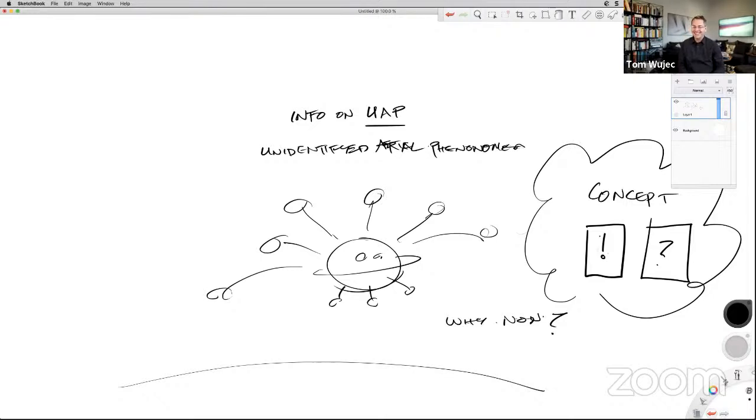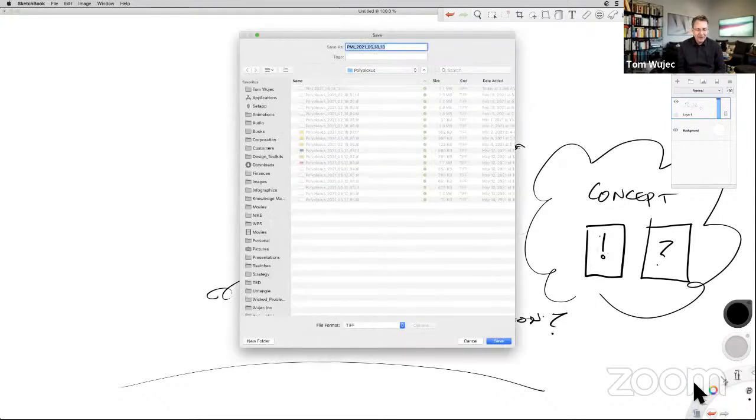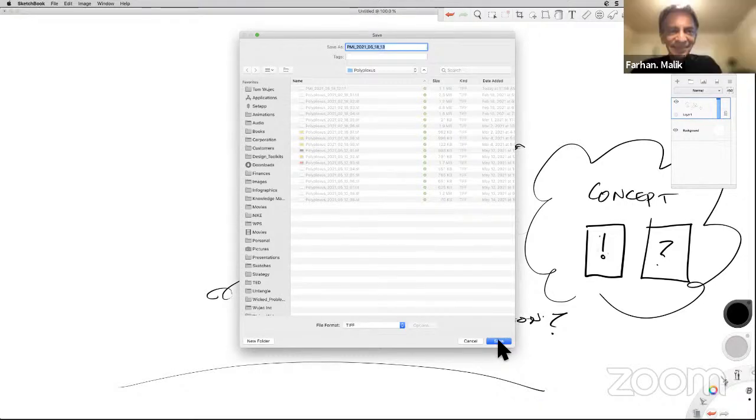Yeah, so we'll get to that in just a second. Okay, so we're going to come back to that. So that's one topic. Come on, sketchbook. Come on, sketchbook. That's weird.